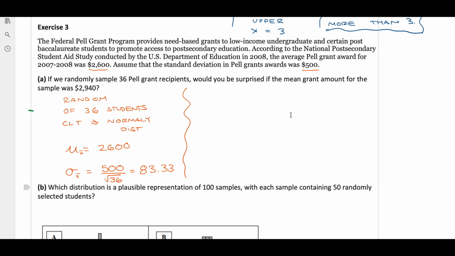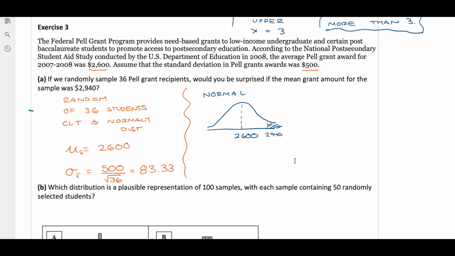All right, so now we know the central limit theorem applies here. We can find probability. We know it's normal, so we know that the highest chance is that a Pell Grant would be $2,600. But we're asked, is it unusual to get a Pell Grant average of $2,940 for 36 students? And of course, if this is unusual, then any sample resulting in an average of more than 2,940 would also be unusual.